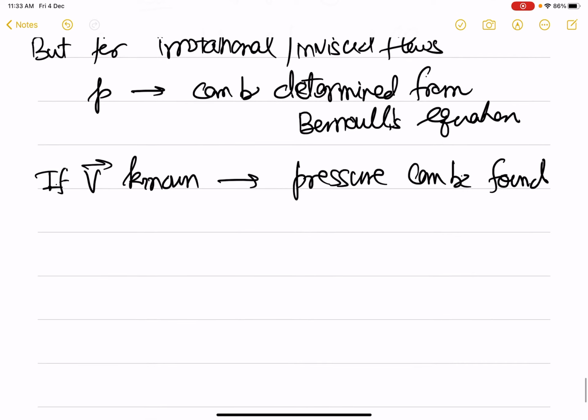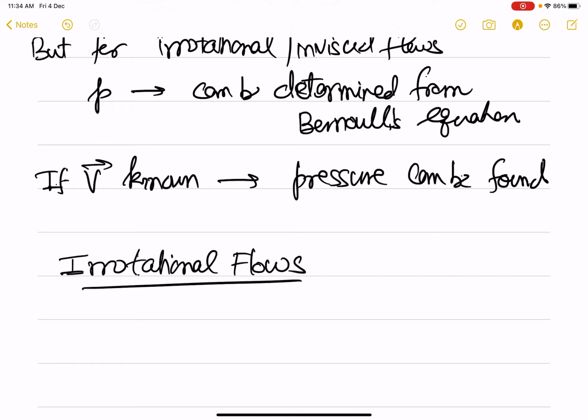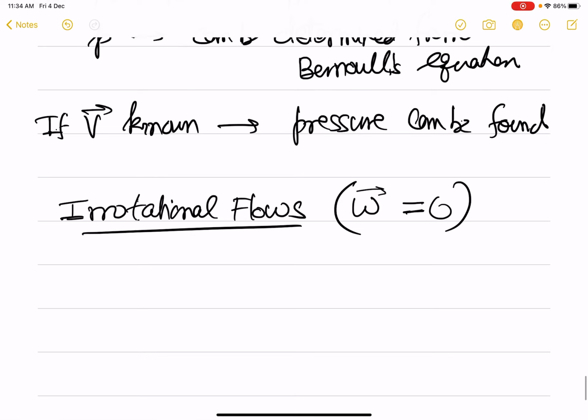So we'll revert back to this, but now let us move to a class of flows called irrotational flows. And we will find the equations become quite simple in this class. Irrotational flows we have already defined. These are the flows where vorticity is 0 everywhere. Now we have this equation. That means for these flows del cross V is equal to 0 for all regions in the domain.